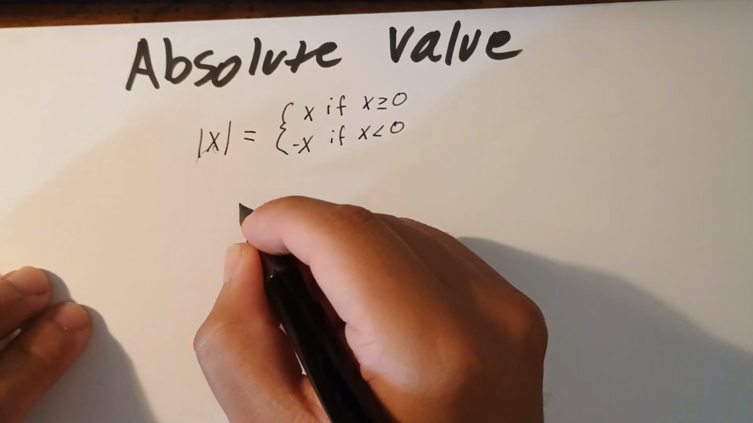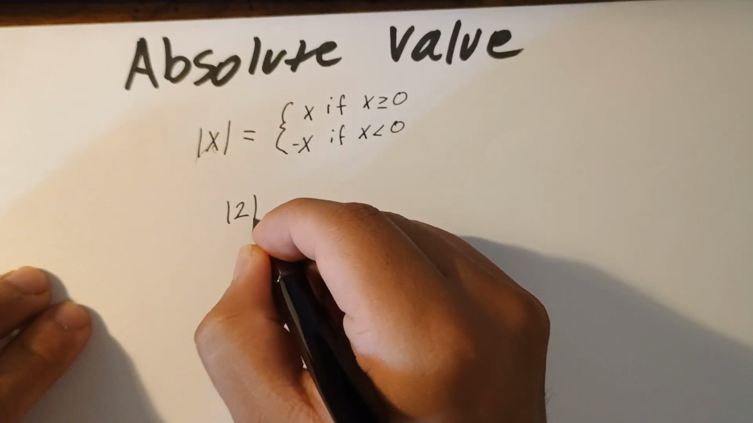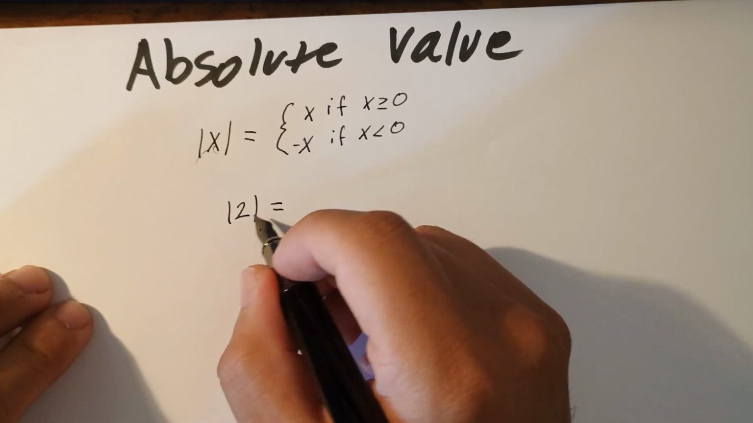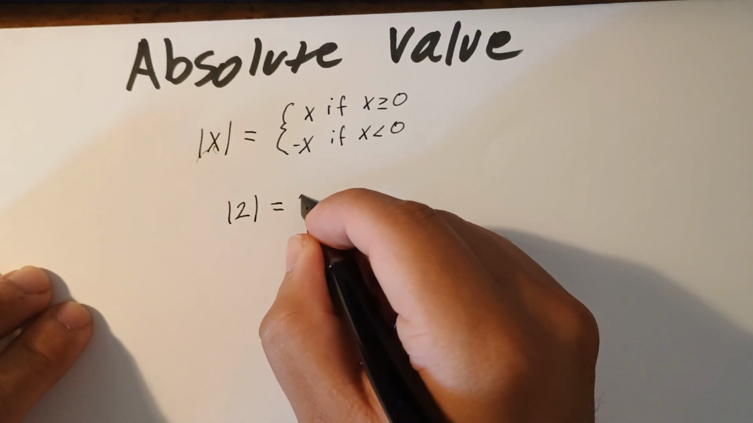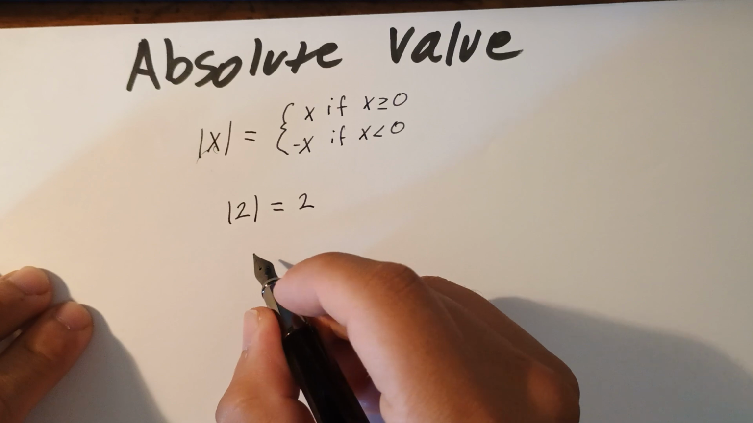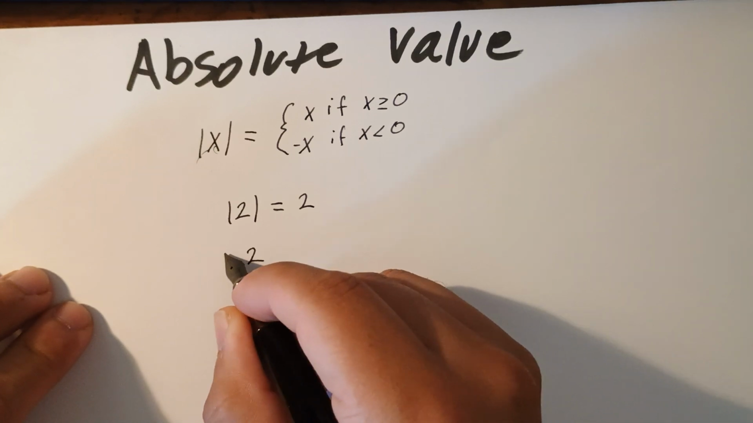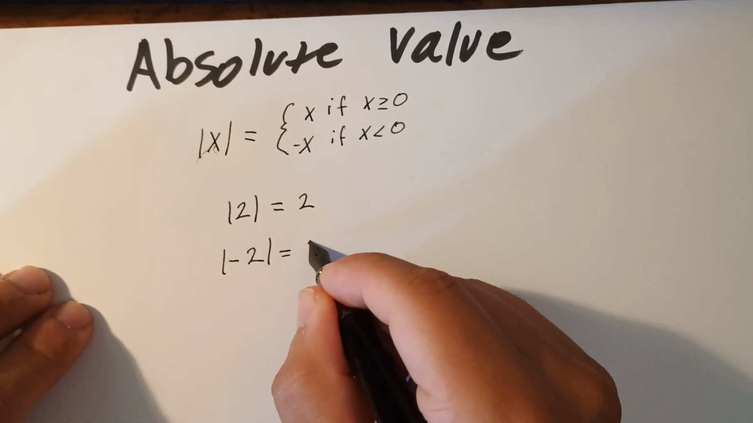Well, that's because if we have a positive number, the absolute value of a positive number like 2 is just the same number. It's just 2, right? And the absolute value of a negative number is also 2.